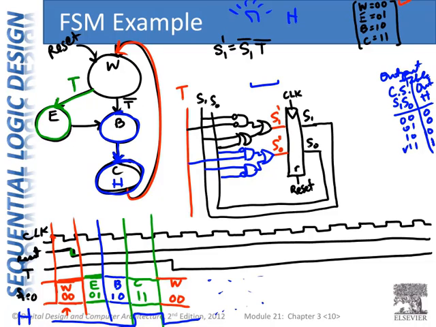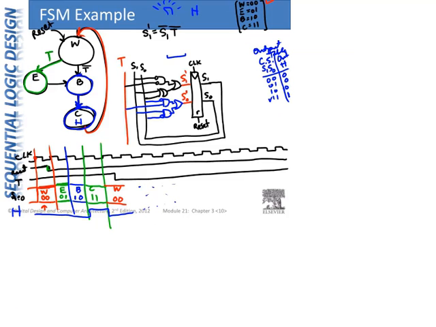And again, if you want, you can write this in an encoded way. You could write this as current state and outputs, where first we have W, E, B, C, those are our different states, and the output should be 0, 0, 0, 1, our output H.